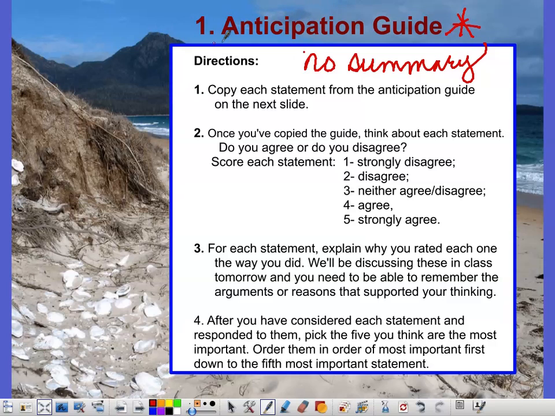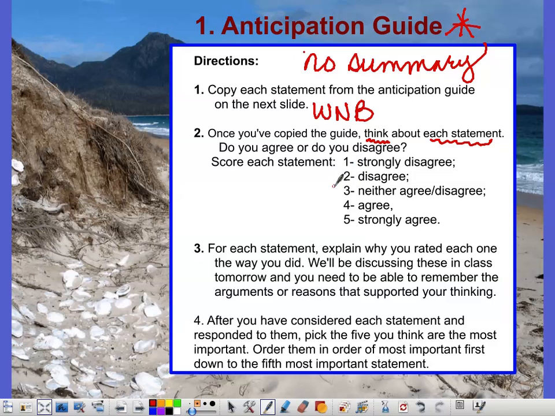An anticipation guide is simply a set of statements, and once you've copied the statement into your writer's notebook or your ISN, whichever, I think your writer's notebook would be a better place to put it, but that's up to you. Once you've copied the statement, you're going to think about each one. These statements are on heavy topics, and you're going to think about whether or not you agree or you disagree with the statement.